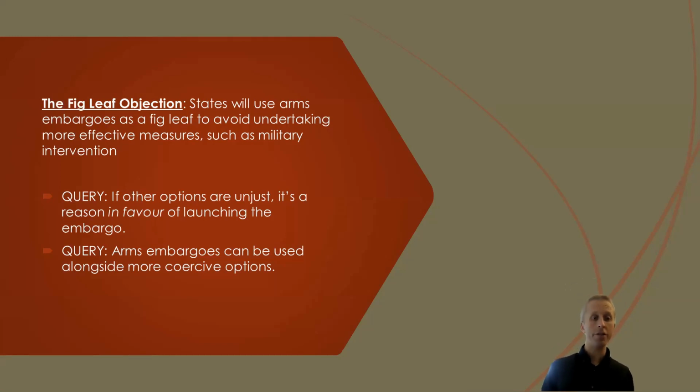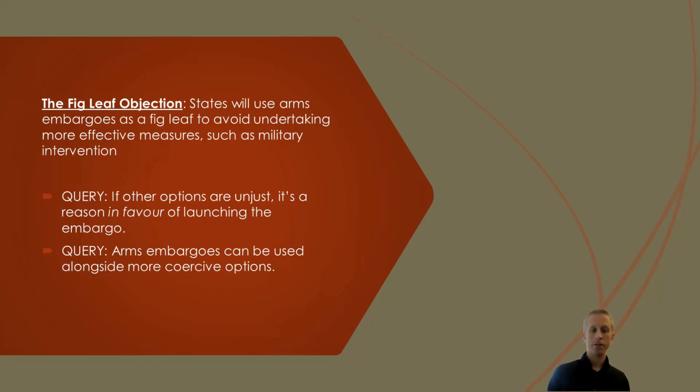on some views, undertaking military intervention. It gives the impression of doing something, thereby potentially quelling domestic demands for action in response to mass atrocities or aggression, without necessitating costly action. So it's a cheap option, it is argued, that avoids states having to do more costly, potentially more effective things.